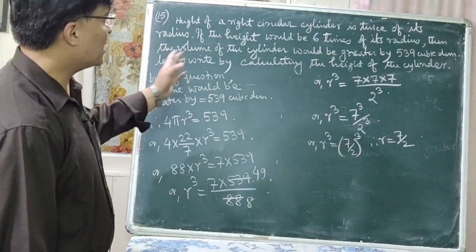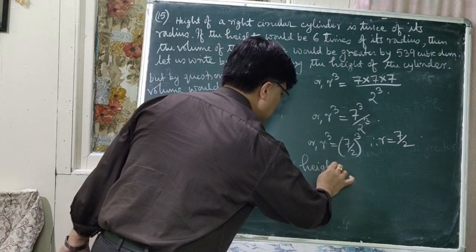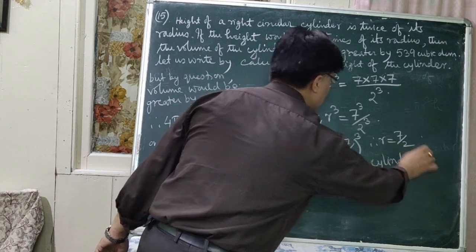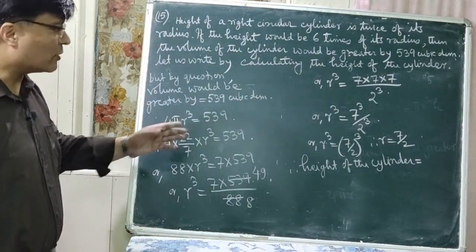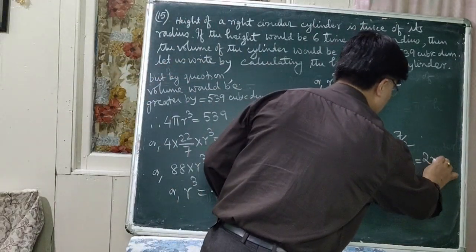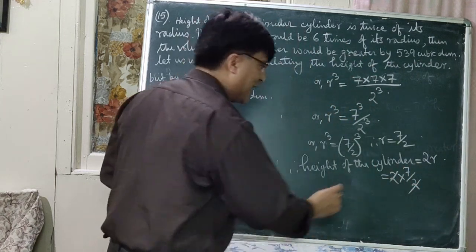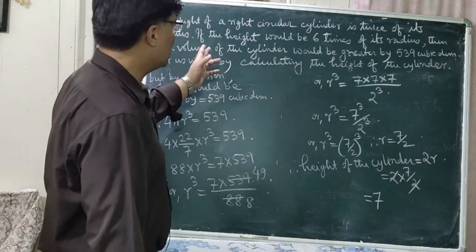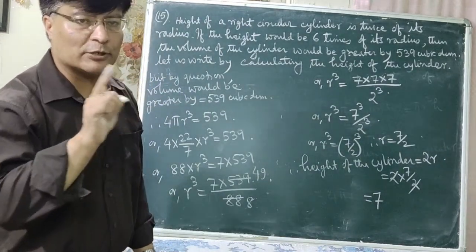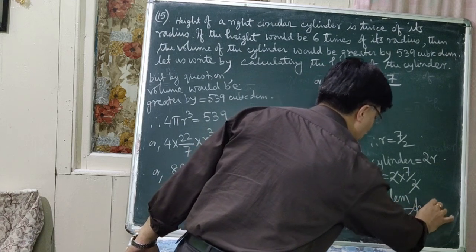Now in this case you have to calculate the height of the cylinder. How can you get it? What was the height of the cylinder in the first part? It was twice its radius, that is 2r. So it is 2 into 7 by 2, where the 2 cancels, which is equal to 7. What is the unit? Since the volume is greater by 539 cubic decimeter, the unit is decimeter. So the height of the cylinder is 7 decimeter. This is the final answer.